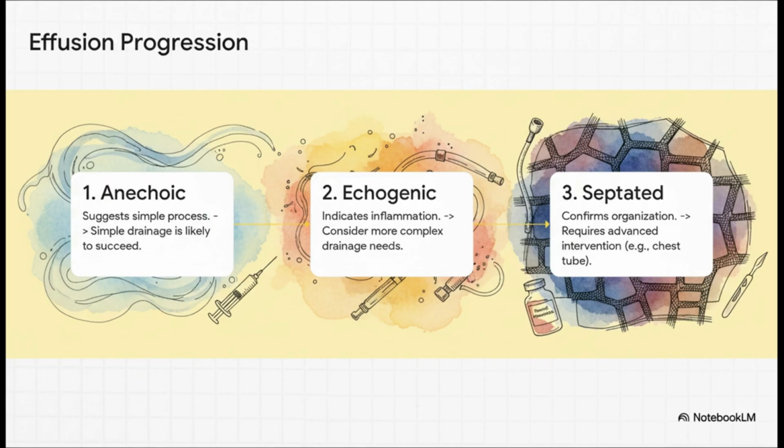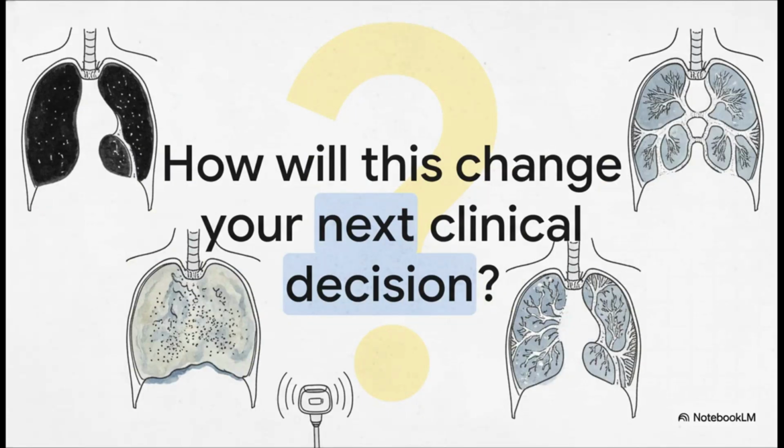But when you see a septated effusion, that confirms an organized, loculated process, and you should be planning for advanced intervention right from the start. We're talking a chest tube, maybe fibrinolytics, or even a call to surgery. So I'll leave you with this question to take back to your next shift. Knowing this, how will moving beyond just saying, yes, there's fluid, and instead using this refined characterization, anechoic, echogenic, or septated, change your next clinical decision at the bedside?